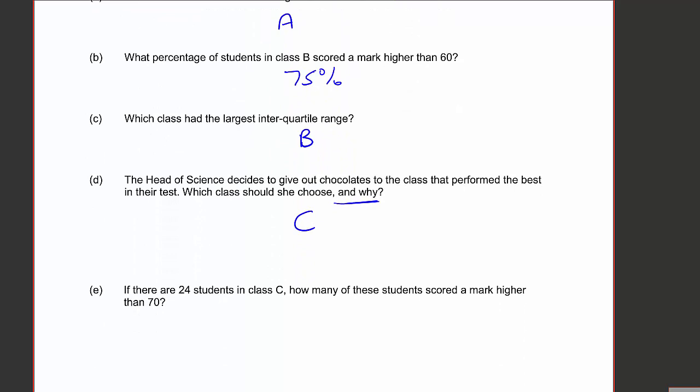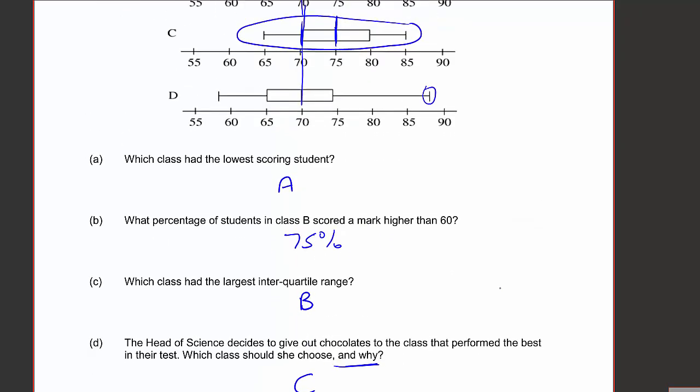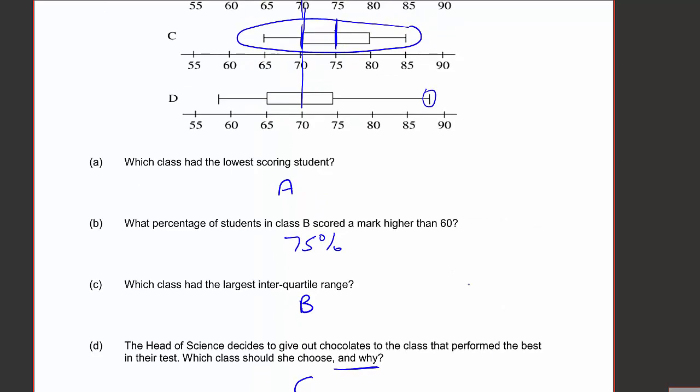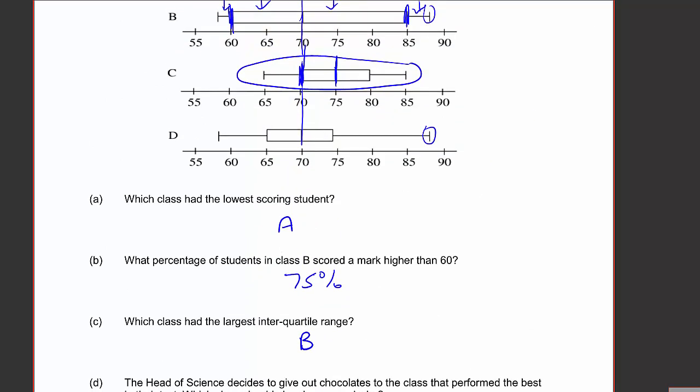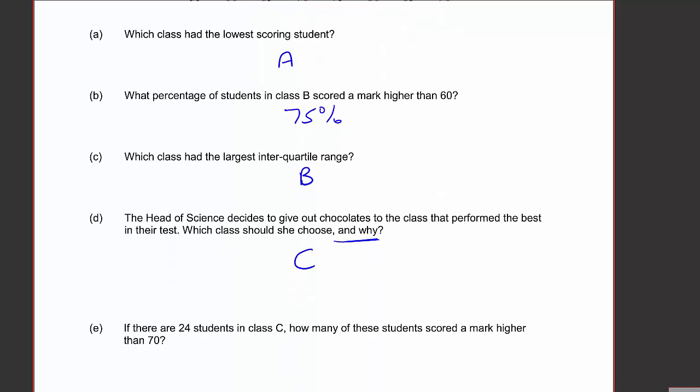If there are 24 students in class C, how many scored a mark higher than 70? So that was class C, and we can see that 70 is actually the lower quartile. So as discussed earlier when we looked at B, each section is 25%, so that's 75% of the students, or 3/4 of the students. And a quarter of 24 is 6, so 3/4 would be 18.